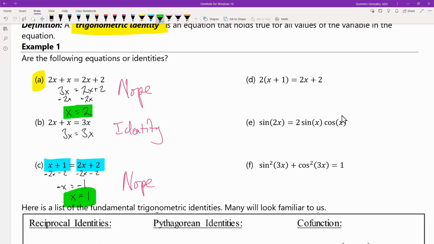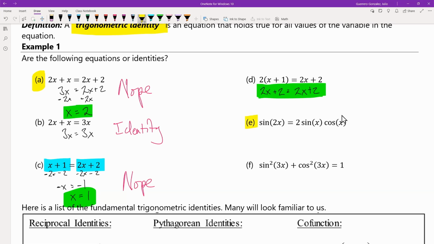That's a good way to figure out if you have an identity or not. If you solve it out and you get just one single solitary answer, or just a finite number of answers, then you do not have an identity. An identity has to work for everything. Next, if you look at the left-hand side, 2x plus 2 is equal to 2x plus 2. Again, this works for any value of x that I want to put into it. So we have an identity.